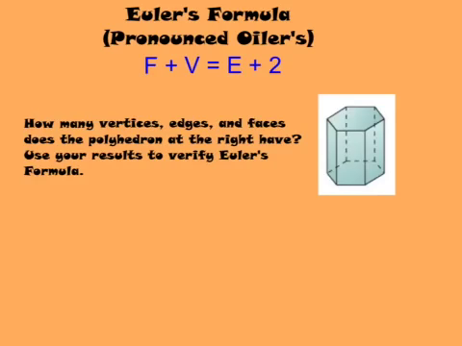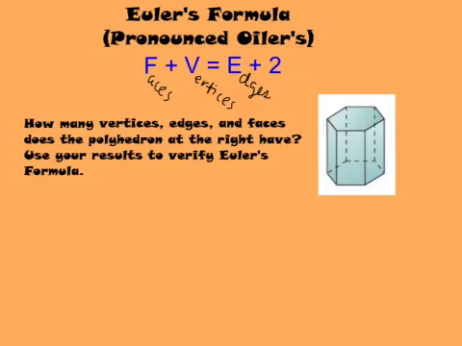We have this thing called Euler's formula. I know it looks like Euler's, but it's not Euler's, it's pronounced Euler's. And the formula says F plus V equals E plus 2, where F is faces, V is vertices, E is edges, and then 2, I'm just adding the number 2 to the number of edges that I have. So this question says, how many vertices, edges, and faces does the polyhedron at the right have? Use your results to verify Euler's formula.